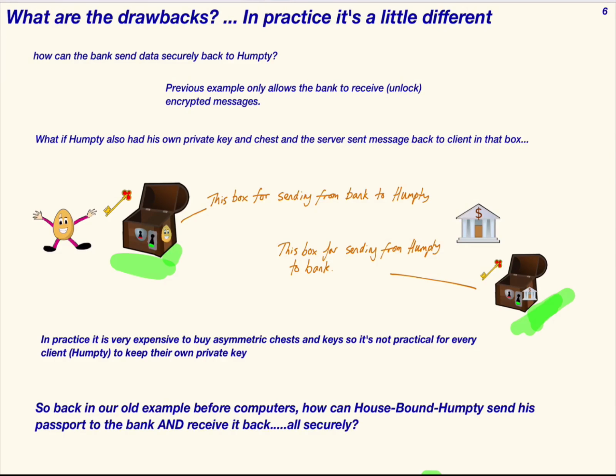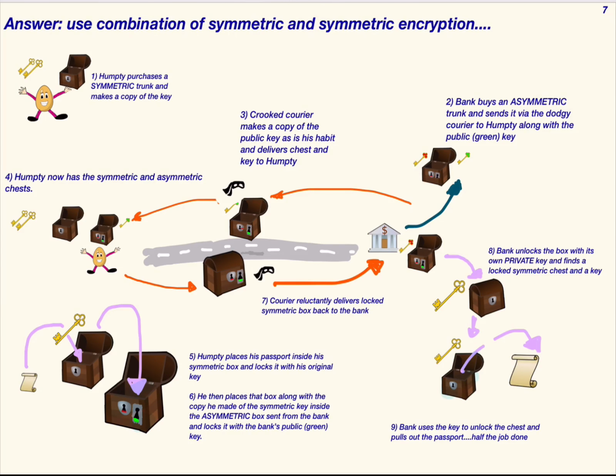And so it happens there is a way to do this. Again, this slide looks a little bit involved, but I'll just take you through step by step what happens. It's actually not too difficult. If you understand the symmetric box and the asymmetric box, that's all you need to know. So, number one, Humpty is going to buy himself a symmetric trunk, and he's going to make a copy of the key, just like he did in the very first example we looked at, right?